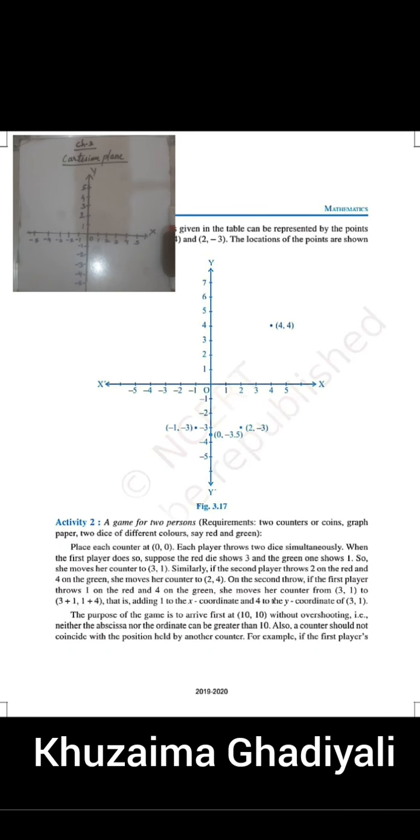Everyone, in the previous video we saw the Cartesian plane, which has two lines, one horizontal line and one vertical line. These lines are called number lines, and both intersect at one point called the origin, whose coordinate is (0, 0). This is also called the Cartesian coordinate system or XY plane. Today we will learn how to plot a point.